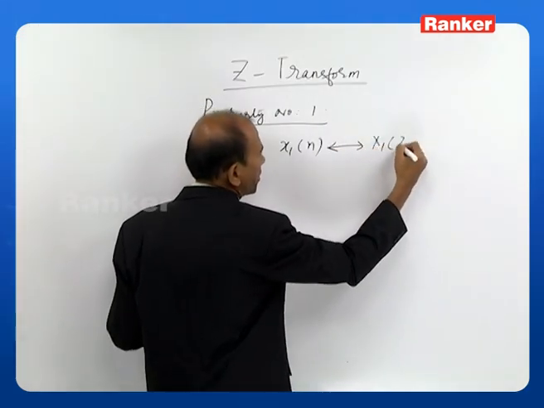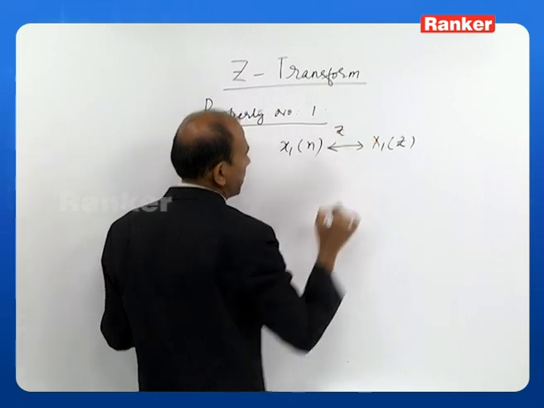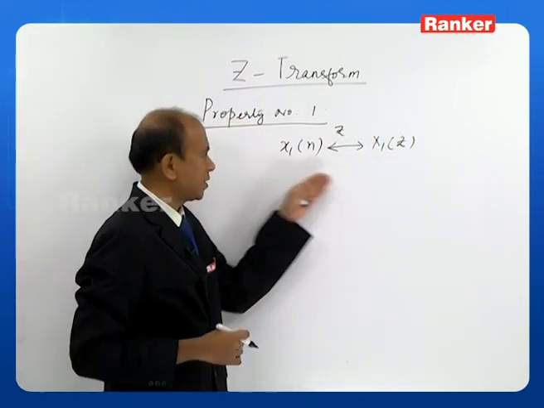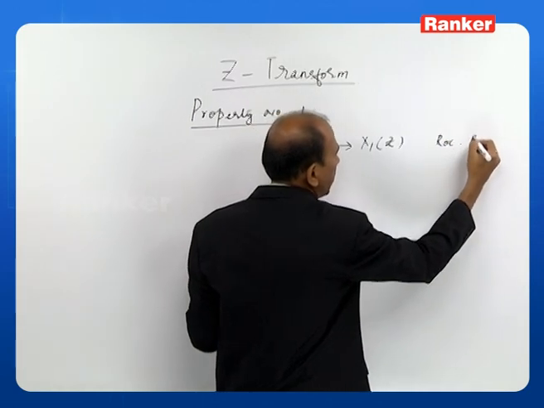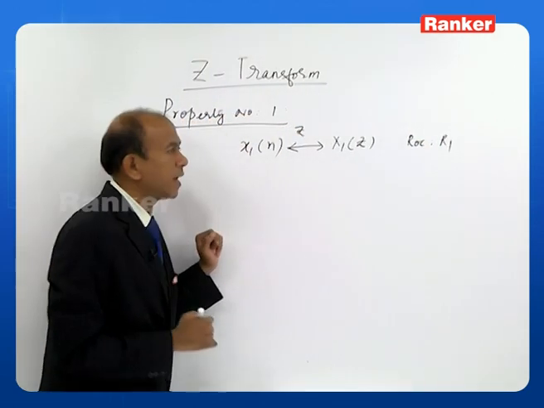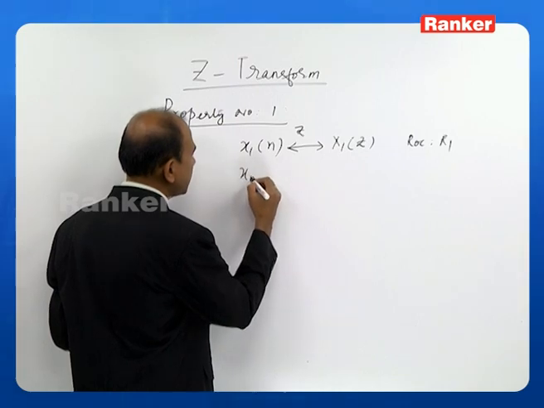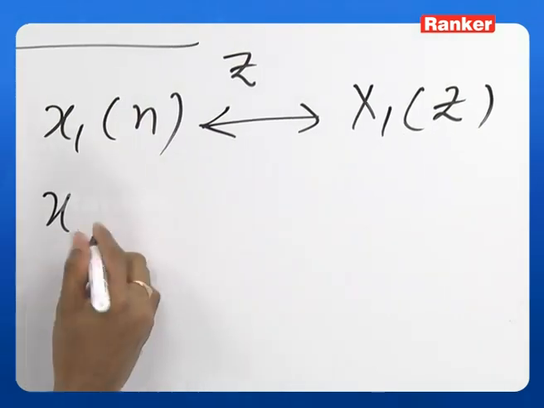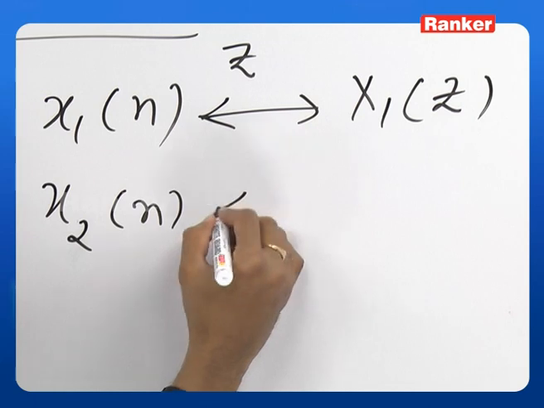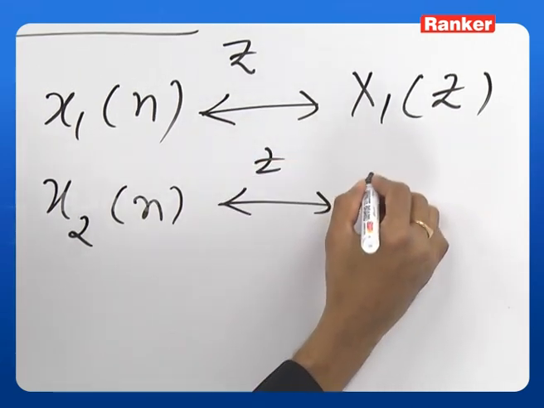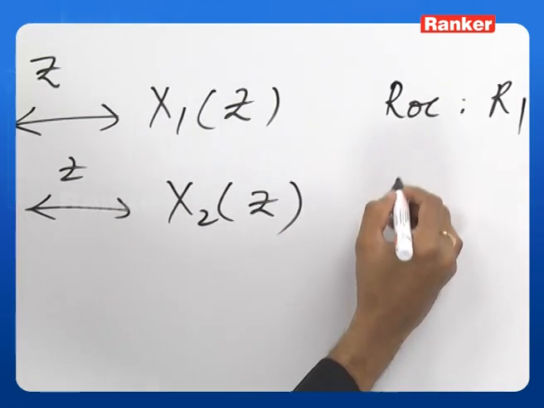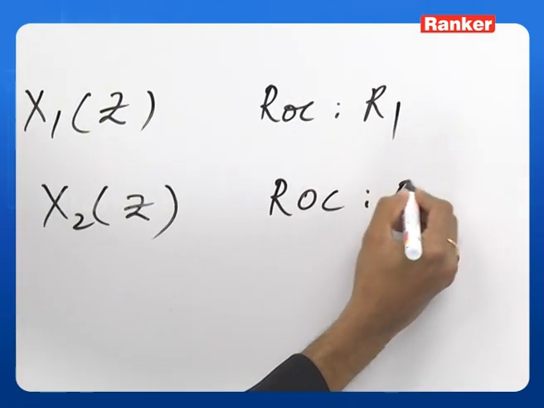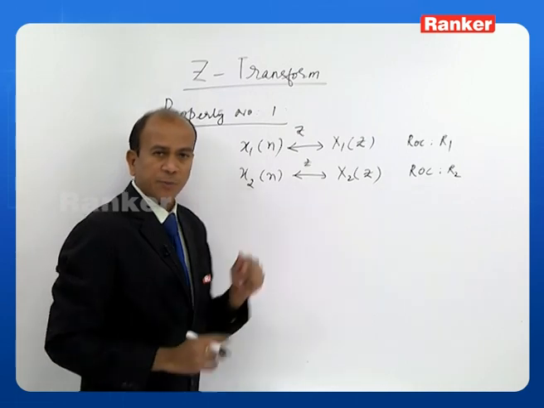Okay. So, let us take an x1 of n, this is one series sequence, this is having a Z transform which is x1 of z. So, that means we are transforming to S. Let us say this is having an ROC which is equal to R1. Similarly, let us take another sequence which is x2 of n, having a z transform which is x2 of z. Let us say this is having a region of convergence R2.